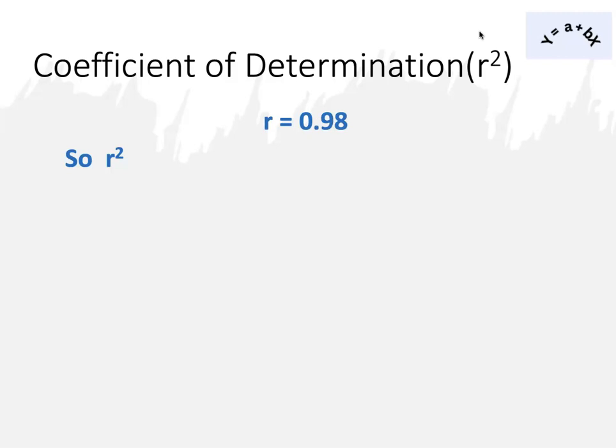Last but not least, we have our coefficient of determination, R squared. R squared measures the percentage of changes in Y that can be explained by changes in X. So it's telling you how well the independent variable is predicting the dependent variable. All we do is square the value of R. So R equals 0.98, which means that R squared is 0.9604. Expressed as a percentage, just multiply by 100, that would be 96.04%.